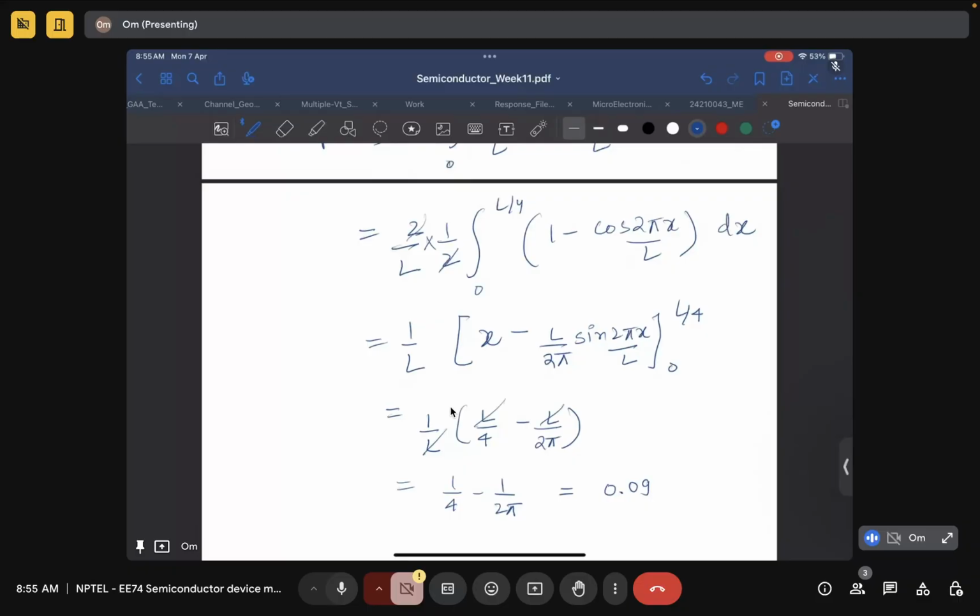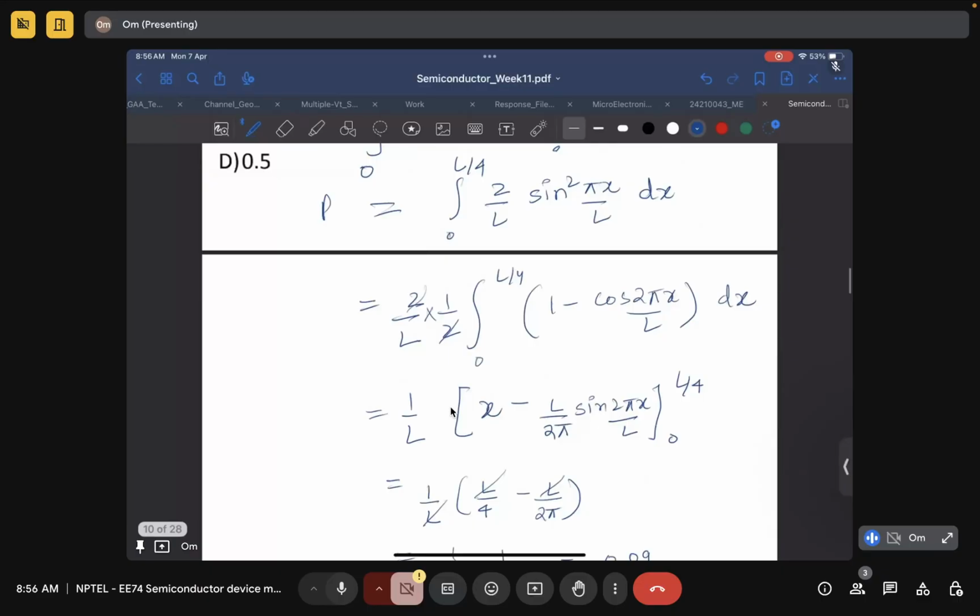Yes. If we put this, it will be sine 2 pi L by 4 upon L. So this will cancel. This 2 will be, so it will be sine pi by 2. Sine pi by 2 is 1. And at 0, both will be 0. So the answer is option C.